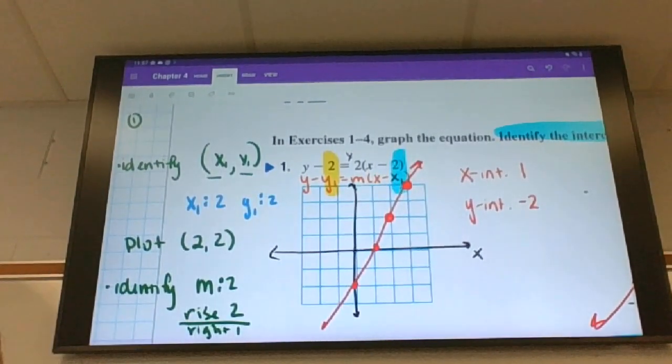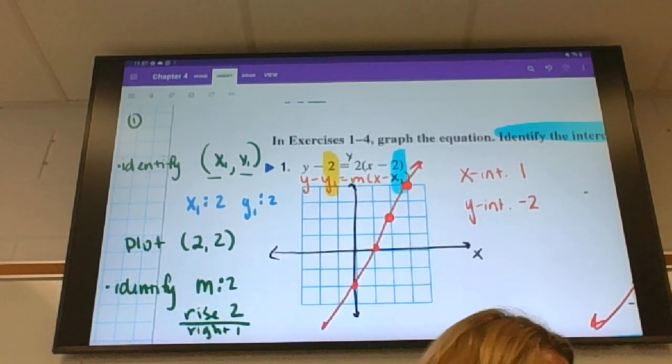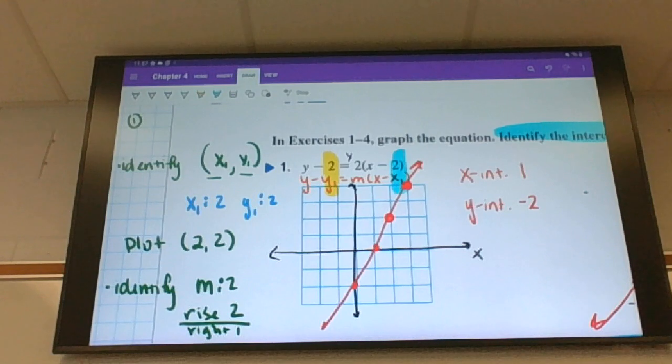All right, so one of the main things I'm wondering is if you can see the point 2, comma 2. You want to see the point 2, comma 2. So that point gets plotted here, and then you go up 2 over 1.